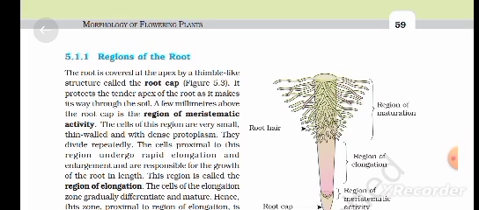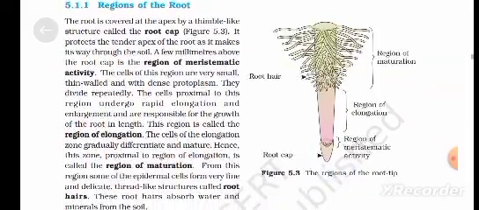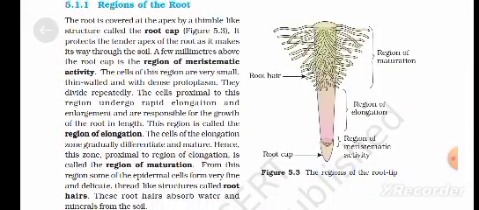Regions of the root. The root is covered at the apex by a thimble-like structure called the root cap. It protects the tender apex of the root as it makes its way through the soil. A few millimeters above the root cap is the region of meristematic activity. The cells of this region are very small, thin-walled, and with dense cytoplasm. They divide repeatedly. The cells proximal to this region undergo rapid elongation and enlargement and are responsible for the growth of the root in length.